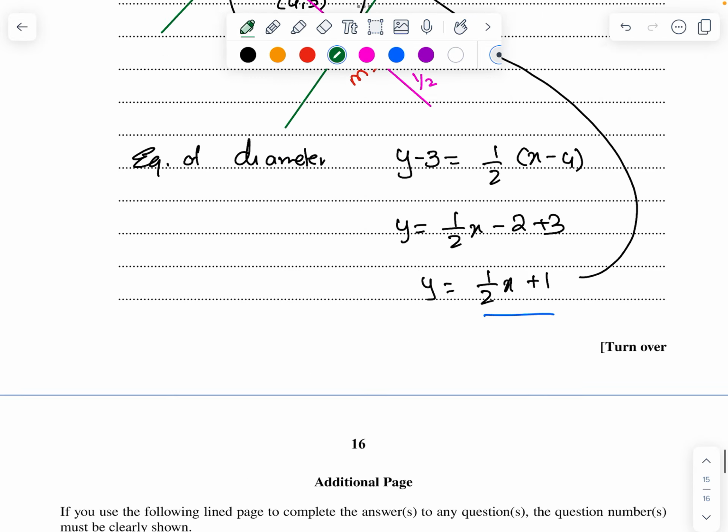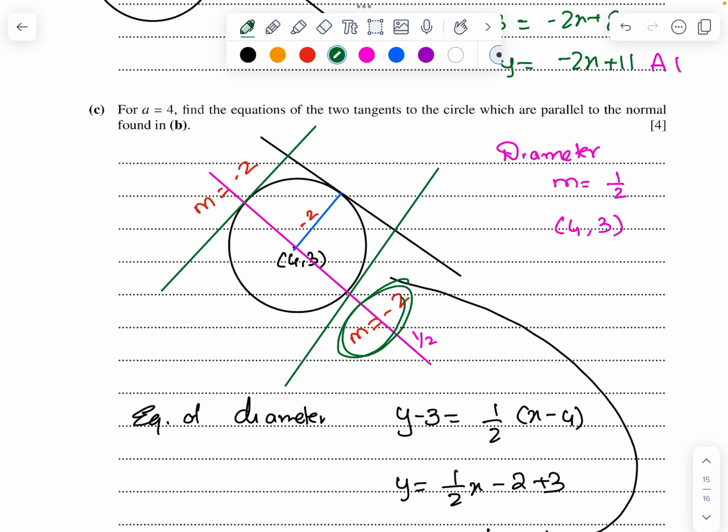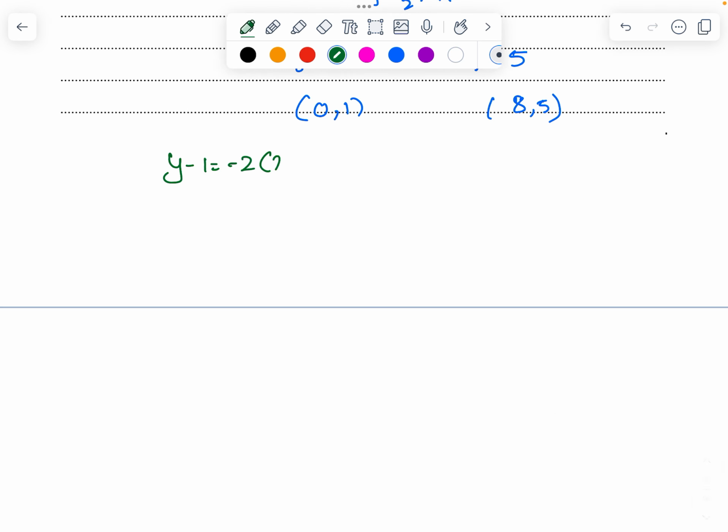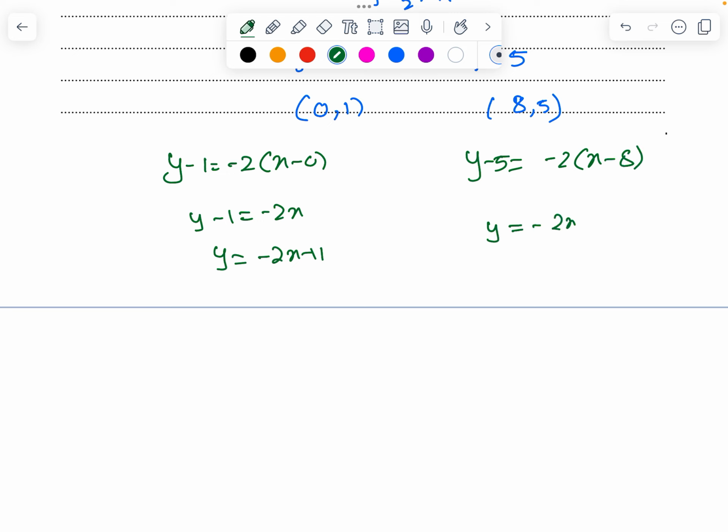I want the slope. What slope am I going to use? Negative 2, because I want the equations of those green color lines. Slope is negative 2. y minus y1 equals m times (x minus x1). So y minus 1 equals negative 2x, so y equals negative 2x plus 1. And y minus 5 equals negative 2 times (x minus 8), so y equals negative 2x plus 16 plus 5, y equals negative 2x plus 21. That's going to be the answer.